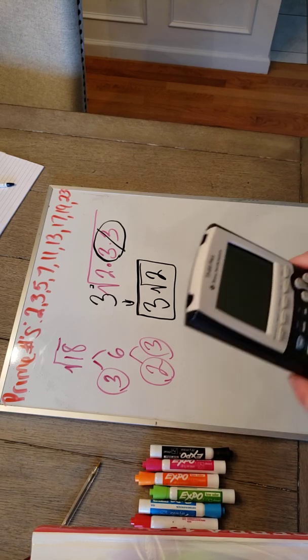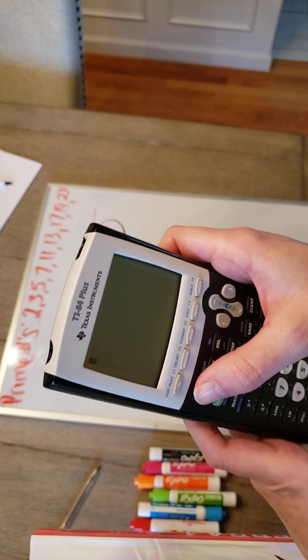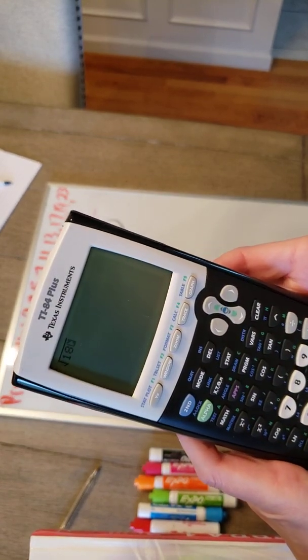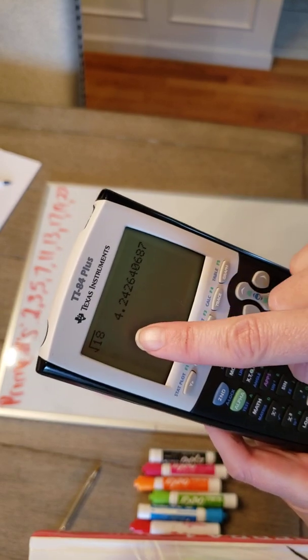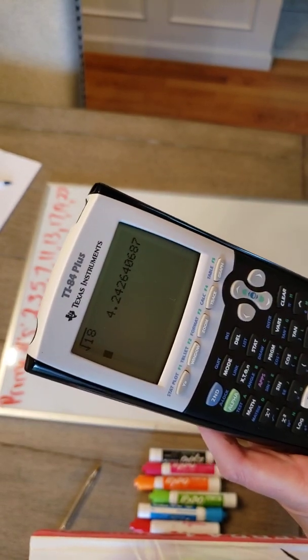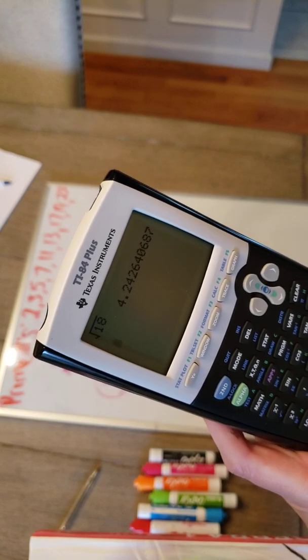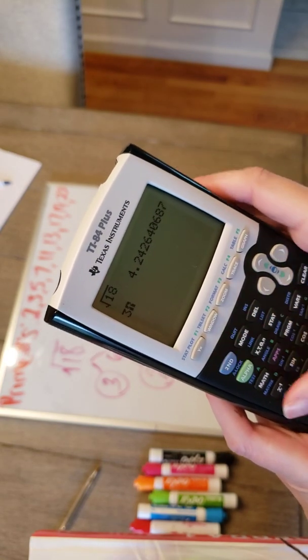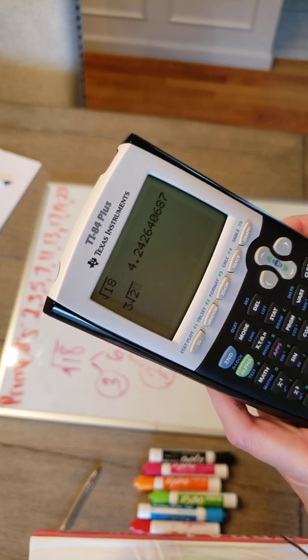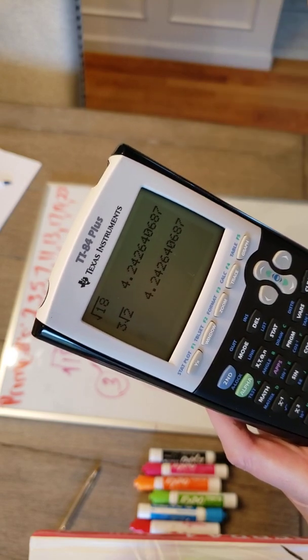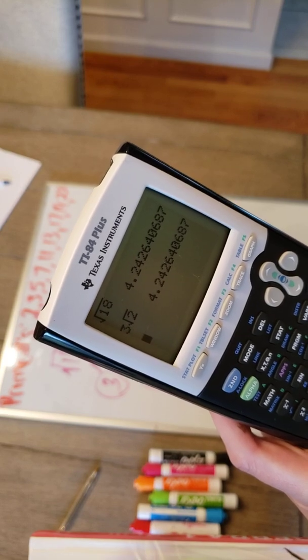So an easy way to check it, take your calculator, type in your first number, which is the square root of 18. If you notice, we get a long irrational number. We know it's irrational because it's non-repeating. Now type in your second radical. You should get the same number if you did it correctly. If you did it wrong, you'll get different numbers. So we know we did it correctly.